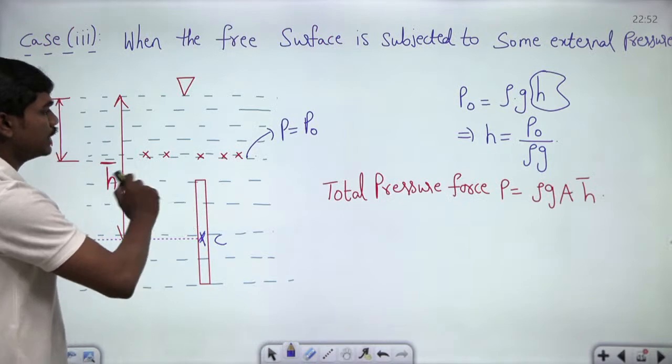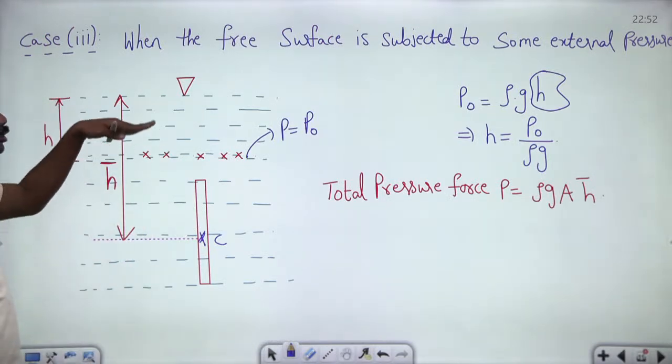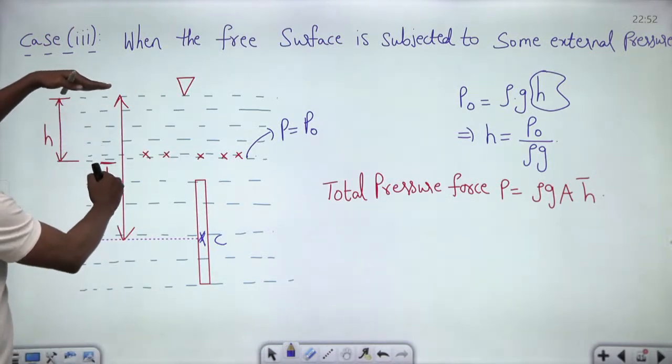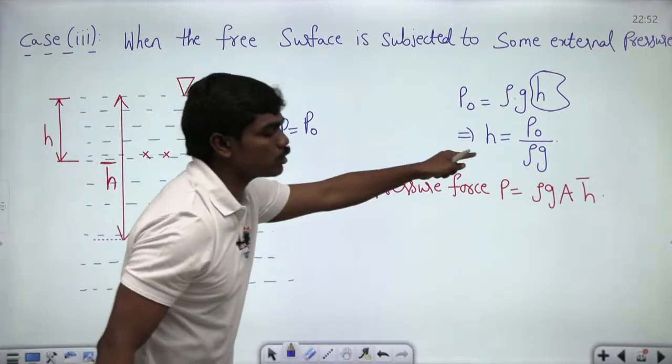So in the third case, whenever this surface is subjected to some external pressure, we add an extra bulk of fluid column, which is equal to P naught by ρg.